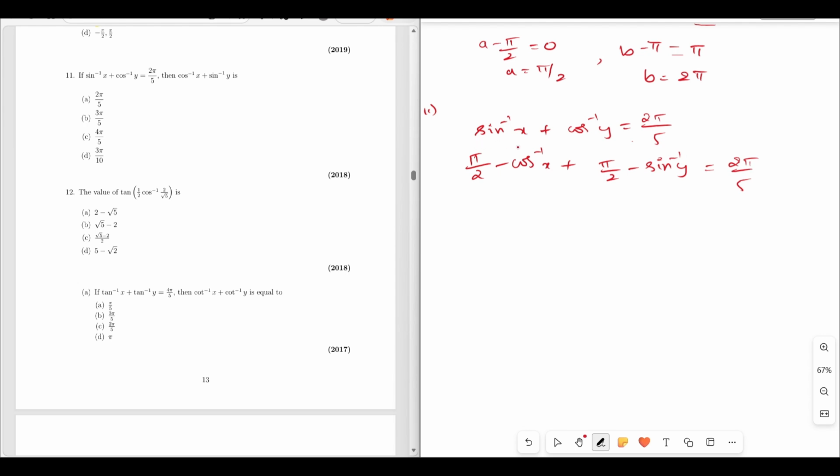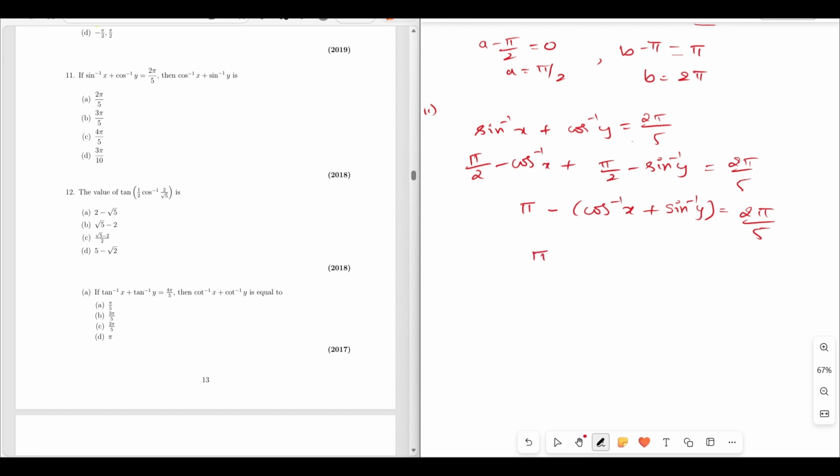Remember this, you can write sine inverse x as pi by 2 minus cos inverse x and cos inverse y as pi by 2 minus sine inverse y. On simplifying, pi by 2 plus pi by 2 will give you pi minus cos inverse x minus sine inverse y. Take out minus common, you get cos inverse x plus sine inverse y. This is equal to 2 pi by 5.